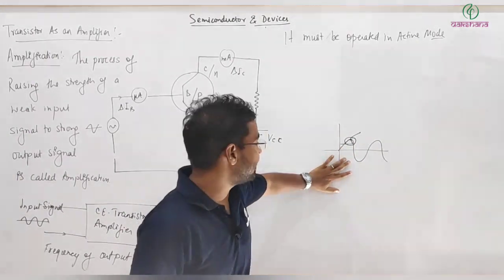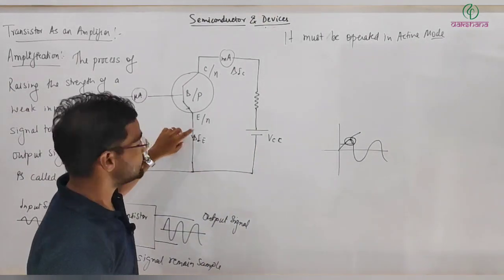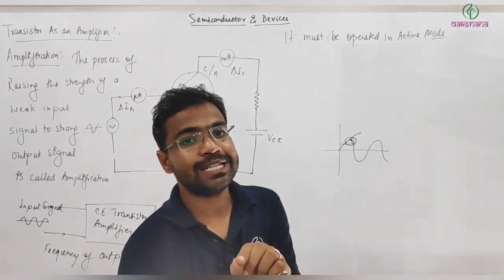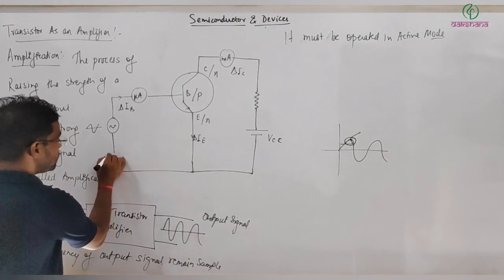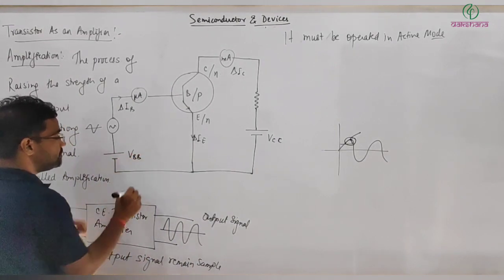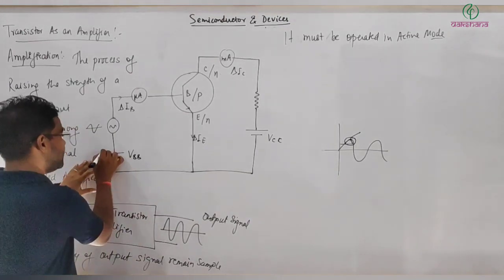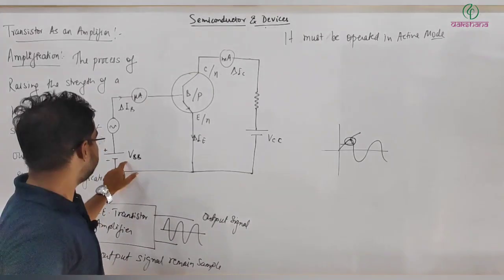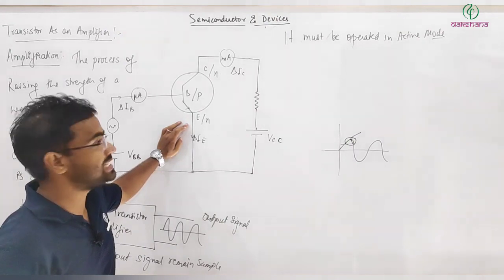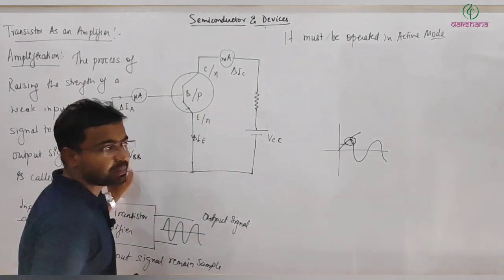So that our transistor is always in active mode, the base emitter junction must be maintained in forward biasing always. We need to apply some constant potential drop across the base emitter. That can be done by connecting a battery VBB. So this battery helps in maintaining the base emitter junction always in forward biasing, and the collector junction always in reverse biasing. That is why we need these batteries.